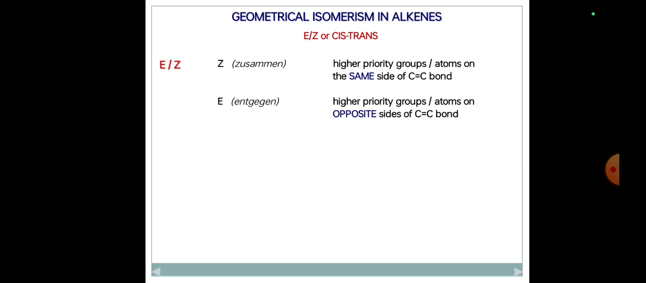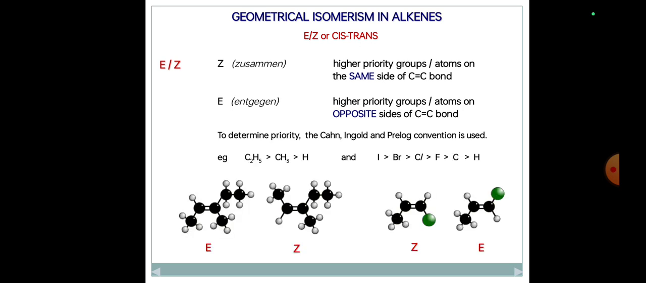In the Z, higher priority groups or atoms are on the same side of the carbon-carbon double bond, and in the E, higher priority groups or atoms are on the opposite sides of the carbon-carbon double bond. To determine the priority, the Cahn-Ingold-Prelog convention is used. Some rules are given under the Cahn-Ingold-Prelog convention, and according to those, priority gets decided.